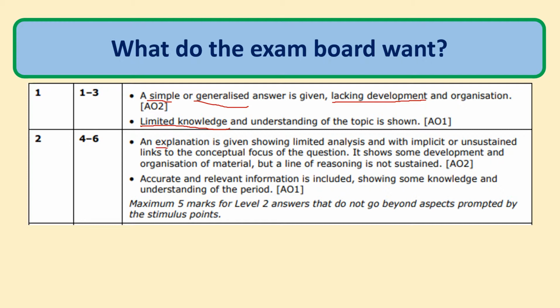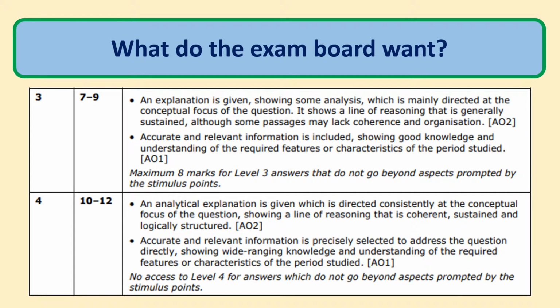Level 2, you are beginning to explain, but if you notice, it talks about limited analysis, and it's also implicit or unsustained. So what that means is that you're doing an explanation, but it's not really focused on the question. There's an overview of it, and you've got accurate and relevant information. However, you need to be addressing it back to the question, and that's not really there in a developed way. Note, you can't get more than 5 marks if you don't go beyond the stimulus material. So you're going to be on 4 to 5 marks only if you address those 2 bullet points and nothing else.